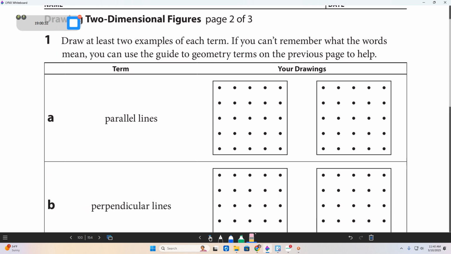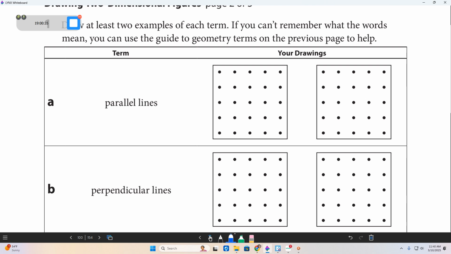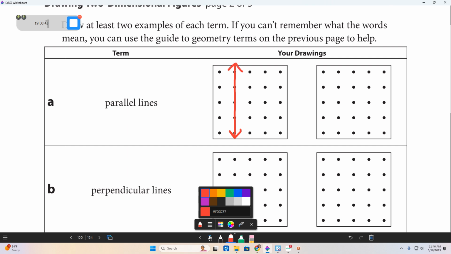The first one says to draw parallel lines. Lines mean that they need to have arrows because lines go on and on forever in both directions. And parallel means they need to be going in the same direction. So that way they're always the same distance apart. Even if you were to extend them, they would never ever cross because they're always the same distance apart going in the same direction. All right, so you could draw some horizontally or you could draw some diagonally like I am. So make sure that they're lines and make sure that they're always the same distance apart. And that's what parallel means.